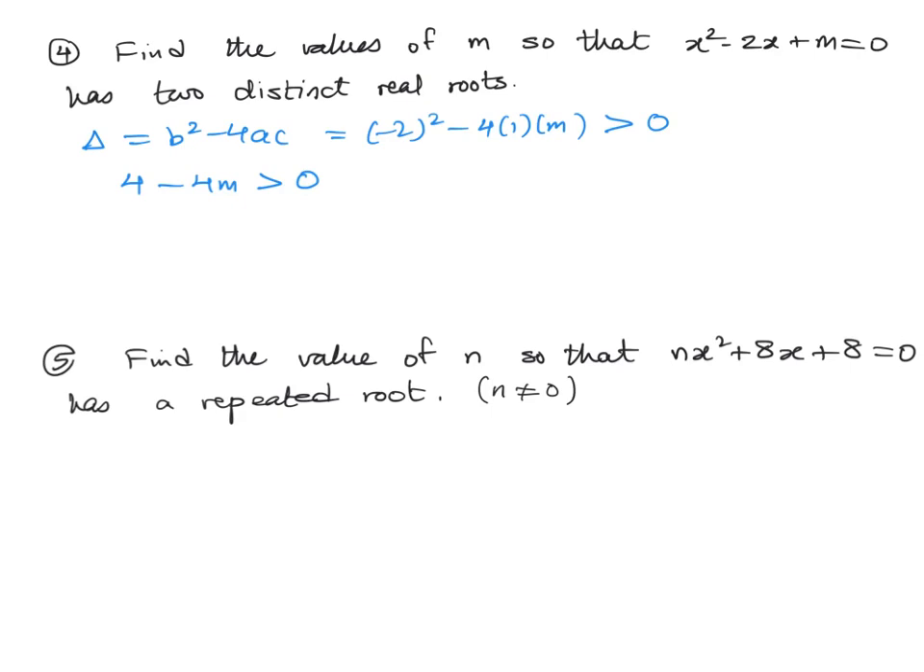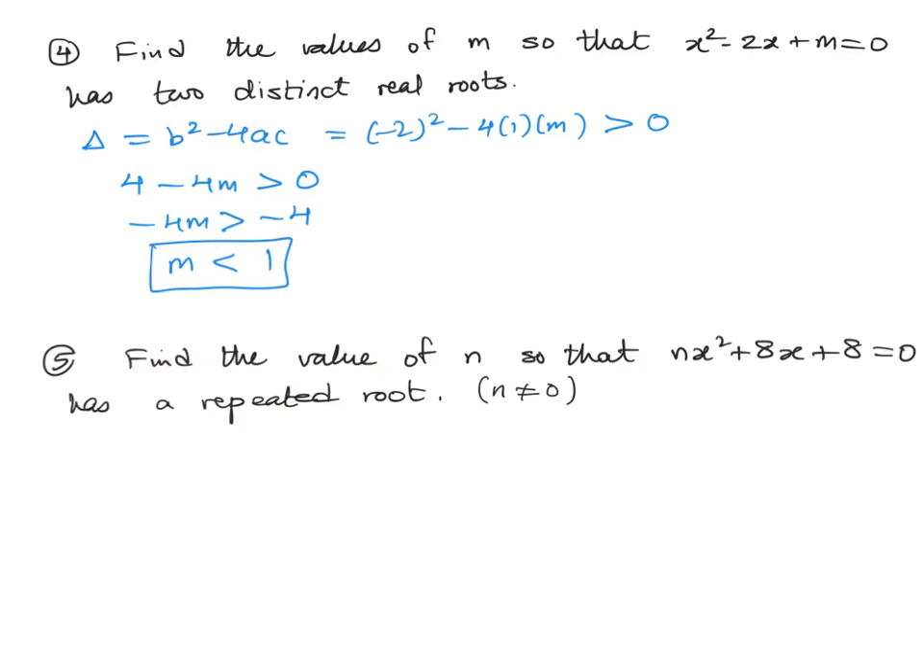Now I'm going to subtract this 4 from both sides and get negative 4m is greater than negative 4, and then I'm going to divide both sides by negative 4. But wait a minute, when it's an inequality, whenever I divide or multiply by a negative number, the inequality flip-flops, it changes its direction, so m is going to now be less than positive 1. Now the question said find the values of m so that this would happen. Well, this means a lot of m values, anything less than 1 will work, so we've now answered the question. If m is less than 1, then this equation has 2 distinct real roots.